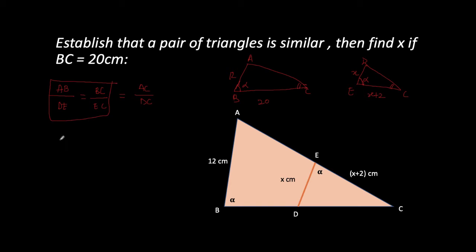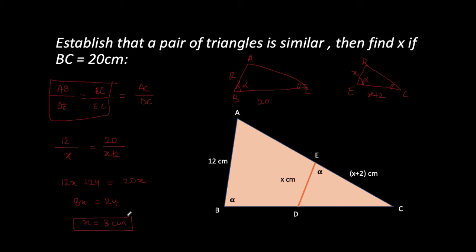Okay, what is the value of AB? That is 12. What is the value of DE? That is X. Now what is the value of BC? That is 20. What is the value of EC? That is X plus 2. Now we know how to solve this kind of equation. Cross multiply. This would be 12x plus 24 is equal to 20x. Now if you simplify, this would be 8x is equal to 24 and x is equal to 3 centimeter. Clear? I hope you are clear with this idea.